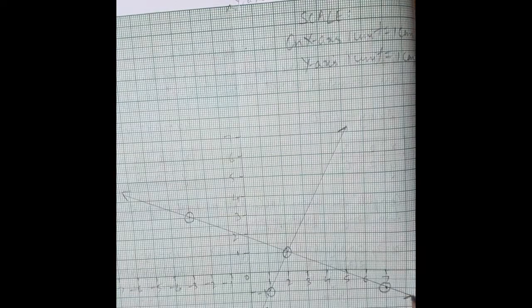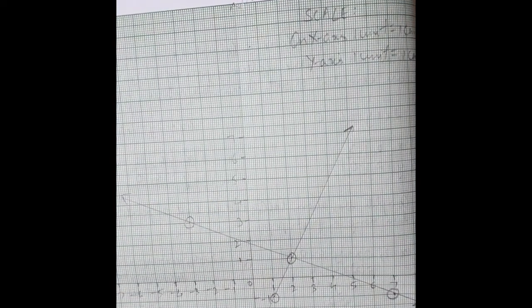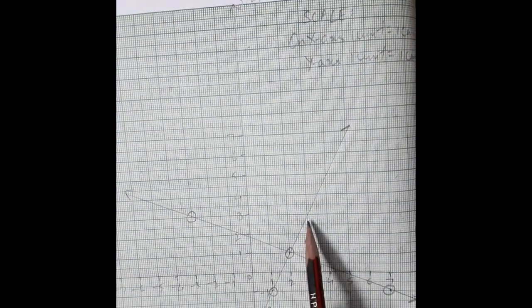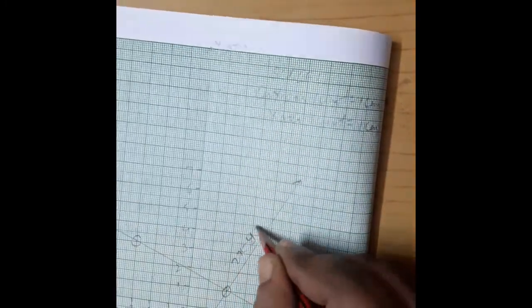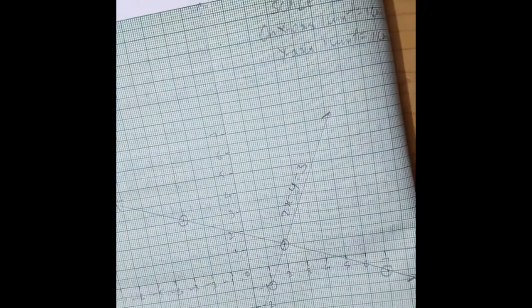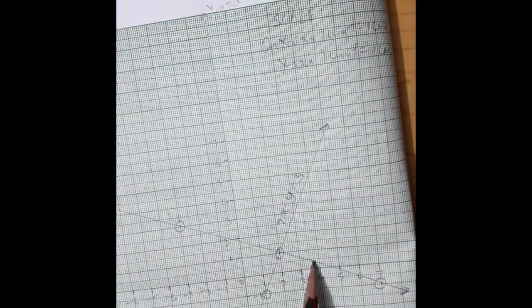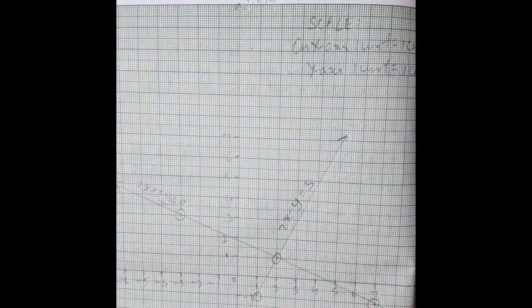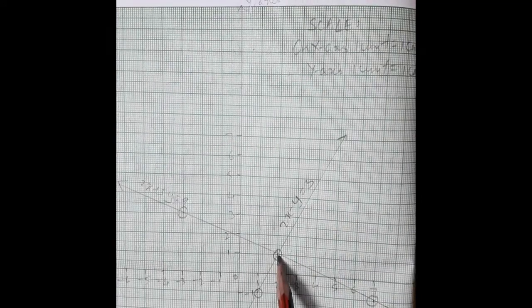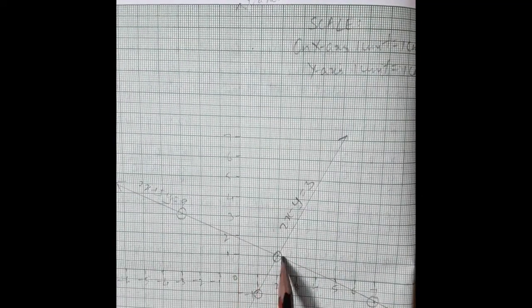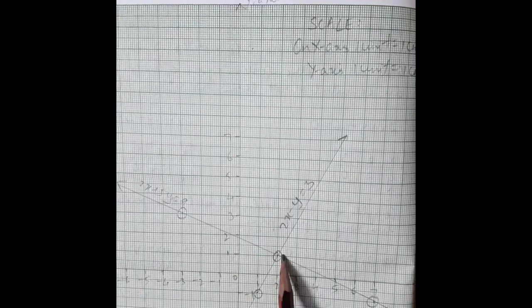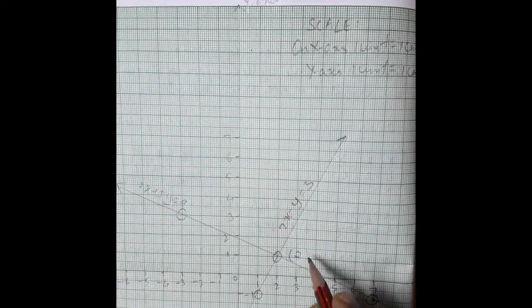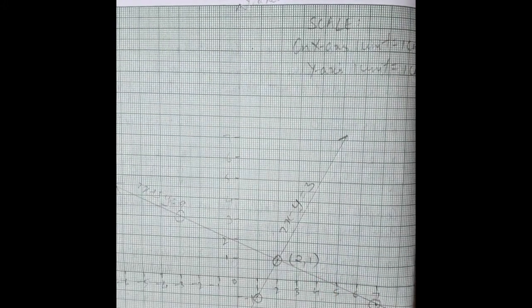Now we'll write the equation of the lines. The first one was 2x minus y equal to 3. And this line is 2x plus 5y equal to 9. Now these two lines intersect at this particular point, which is on the x-axis it is 2, on the y-axis it is 1. So this point is (2, 1). That is our intersection point.